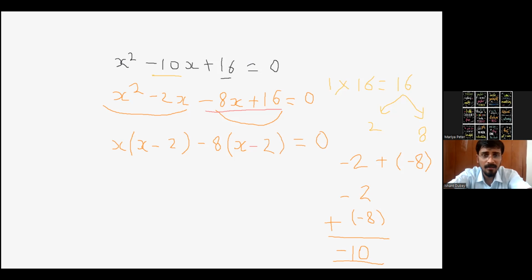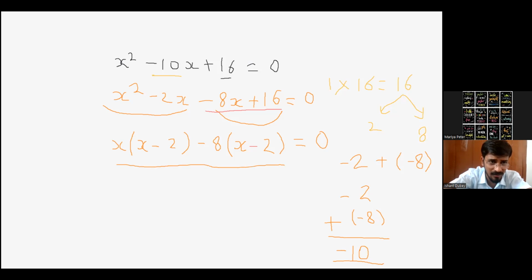Now, one more thing I would like to say here. Whenever you solve a quadratic equation by using the factorization method, which method is it? Factorization method. When you come to this step, within the parentheses we are getting x minus 2.